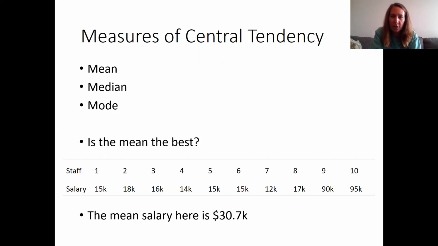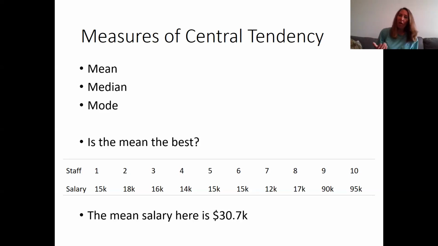So let's say that you're applying to a job at this company and you're trying to figure out just what the average salary is. You might look that up, and if you looked up the mean salary, it's going to tell you that the mean salary is about $31,000 a year.